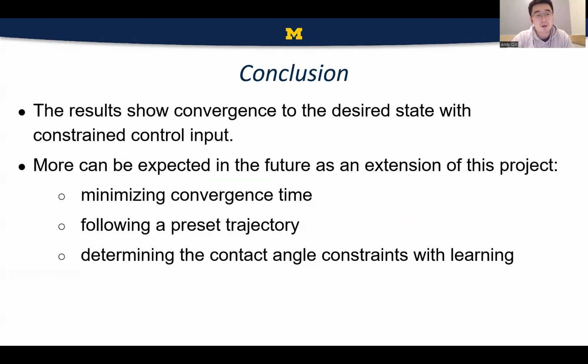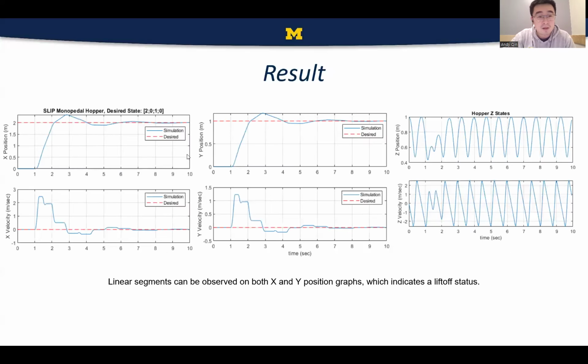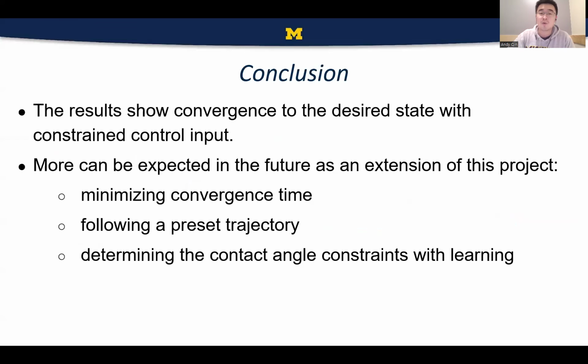So a bit of conclusion. Basically, the result shows convergence to the desired state with constrained control input. More can be expected in the future as an extension of this project, for example, minimizing the convergence time. Currently, I am setting the time horizon, the whole time for optimization, as 10 seconds. But as you can see in the graph, it is already reaching a stable state at 8 seconds. So a possible extension is to find the minimized convergence time in the cost function.